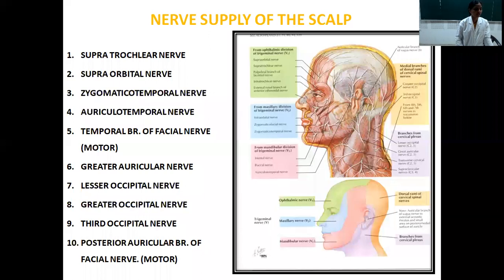Then the greater auricular nerve is a branch coming from the cervical plexus. The lesser occipital is another branch from the cervical plexus. Already you have seen this in the dissection of the posterior triangle. Then the greater occipital nerve and third occipital nerve are branches from the dorsal rami of the cervical nerves. So you have to remember all these 10 branches which are supplying the scalp.